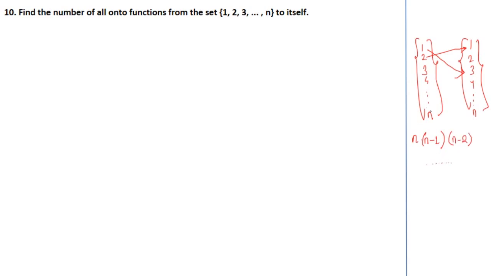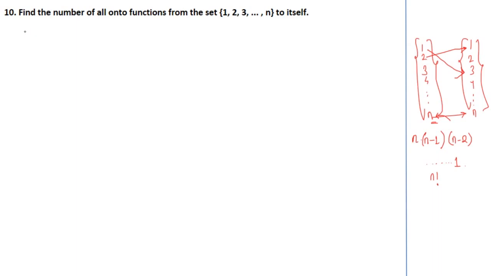Okay, up till where there is only one element left. So n will have only one element left to link with, that will be 1. So it is n into n minus 1 into n minus 2 into n minus 3, continuing up to 1, and that is equal to n factorial. This is what we are going to write in this solution. I hope the solution is clear to you, friends.